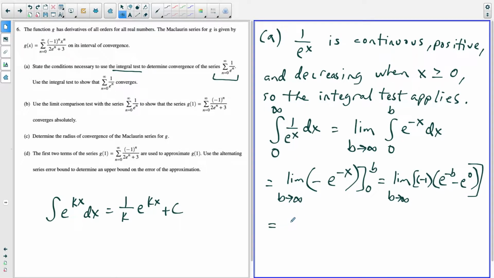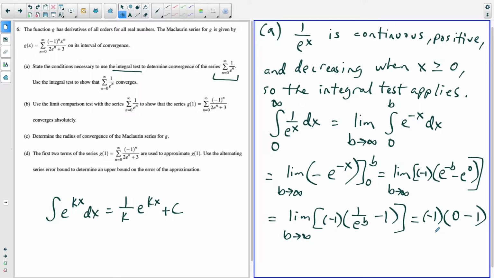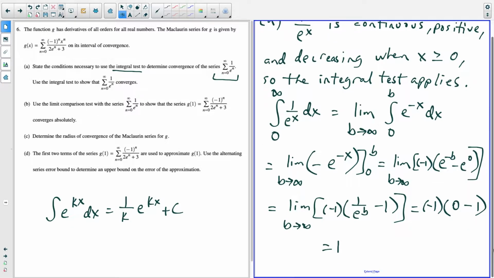Now to simplify this, this is the limit as b goes to infinity of -1 times e to the minus b, which is 1 over e to the positive b, minus e to the 0, which is 1. To simplify this limit, this is just going to be -1 times 1 over e to the b, which as b goes to infinity is going to 0. So I have 0 minus 1. Now this limit simplifies to -1 times -1, which is +1. So we now have enough information to answer this question.